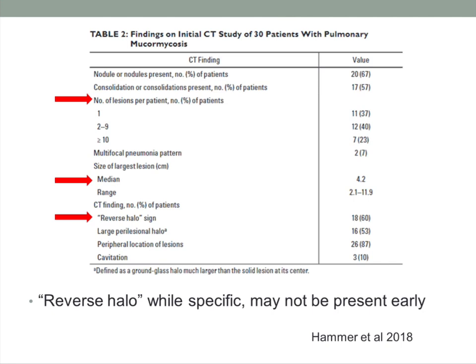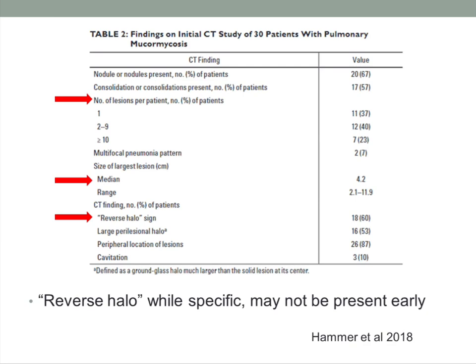What I really want to point out, and we'll talk about it a little later, is another study from MD Anderson looking at what's more specific to mucor. The number of lesions is not tremendously helpful. Sometimes the patients with mucor had only one lesion, but sometimes they had over 10. The median size of the lesion ranged from 2.1 to 11.9 centimeters. Not extraordinarily helpful, but something to know. And the reverse halo sign, again, is not very sensitive.